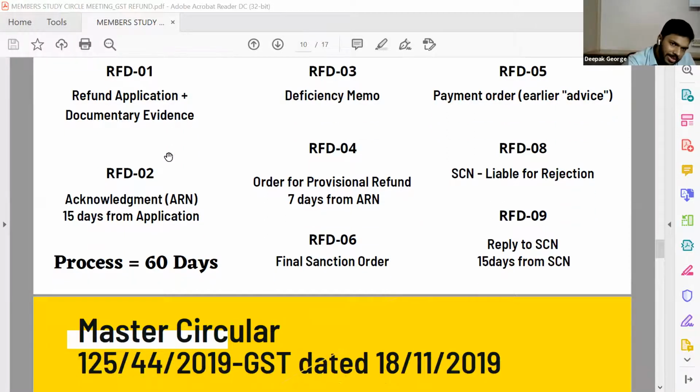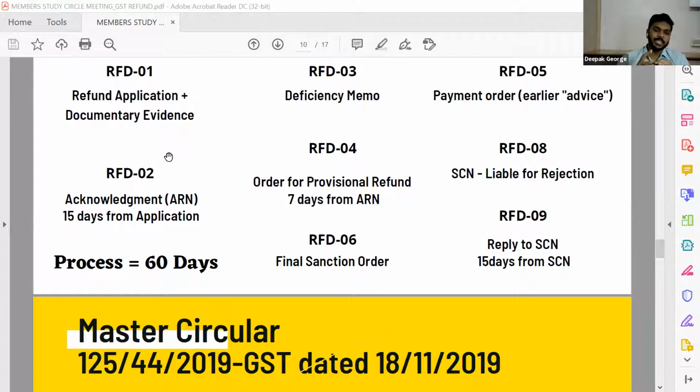The second step is RFT 02. Now, as soon as you upload your refund application, because everything is online now, if you're a company, then you need to insert your DSC. If you're a firm or a non-company for that matter, an EVC or an OTP will work. Once you file that, you'll get 2 PDFs as an acknowledgement. One is RFT 02.